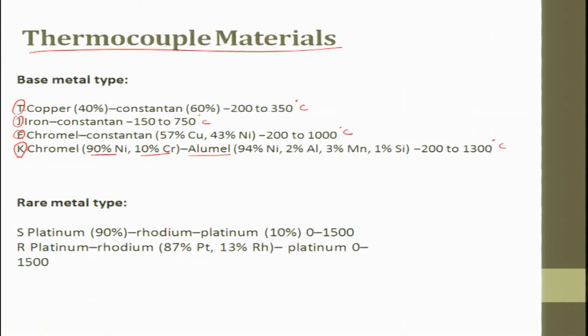The technology is very well known for higher temperatures. For lower temperatures, it is still a big challenge. The rare earth metals are S type and R type. S type is platinum, rhodium and platinum, used from 0 to 1500 degrees Celsius, and the platinum rhodium combination is also used to go up to 1500 degrees Celsius. So, the most predominantly used one is K type.